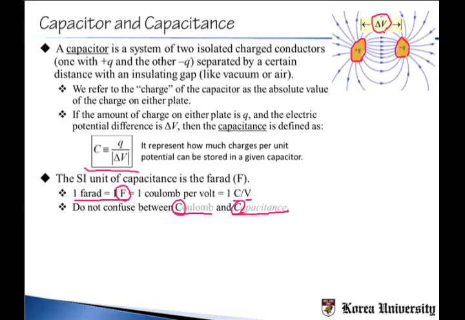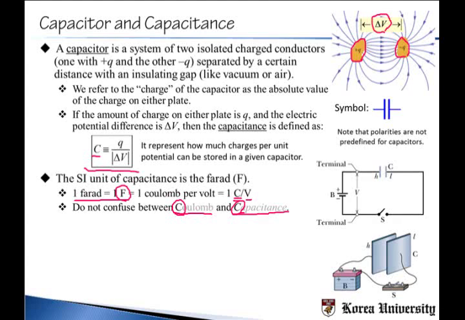So if you see the Roman C, then it is coulomb, but if you see this italicized C, that will be the capacitance. Okay. And then if we draw the electrical circuit using symbols, this is the symbol we use for the capacitance. And then here it basically represents two conducting plates facing each other but separated by a certain gap. And then you can see that the two plates or two sides actually look the same.